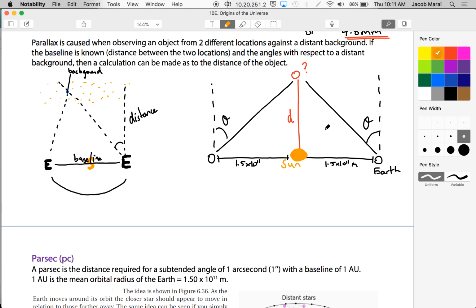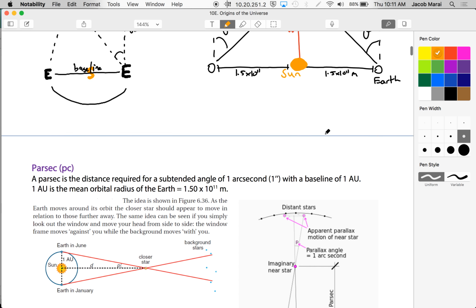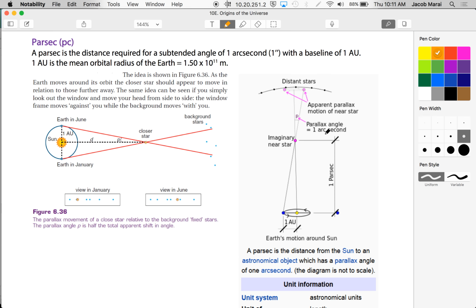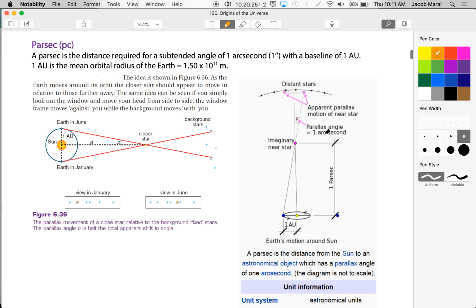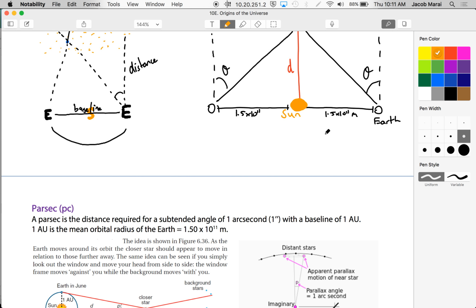Okay? Now, the reason I brought in parallax is because there is an astronomical unit called the parsec. Its symbol, the unit abbreviation, is lowercase p, lowercase c. Now, a parsec is the distance required for a subtended angle of 1 arc second with a baseline of 1 astronomical unit. Now, the astronomical unit is the distance that we use between the Earth and the Sun. So I said before, that is 1 AU, 1 astronomical unit.